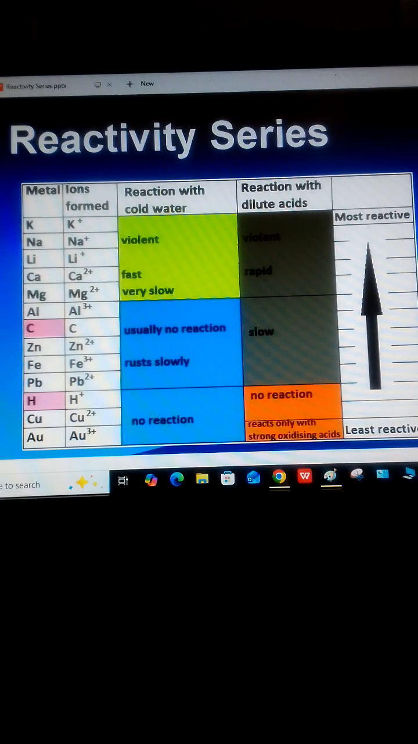And metals which are below hydrogen on the reactivity series do not react with dilute acids. For example, these metals which are below hydrogen, like copper and gold, they don't react with dilute acids. Although gold is able to react only with strong oxidizing agents, all right? So the reactivity series is very important in chemistry, and I'm sure you have got some points in this video concerning the reactivity series.